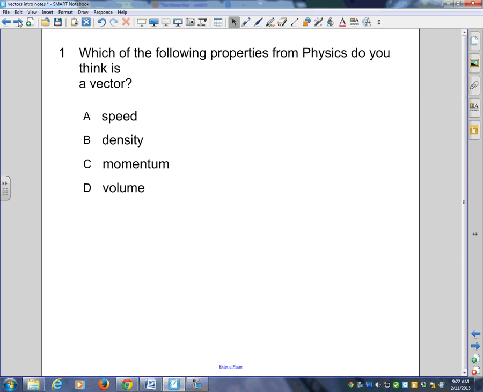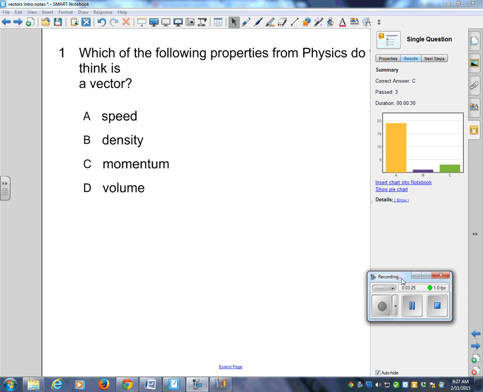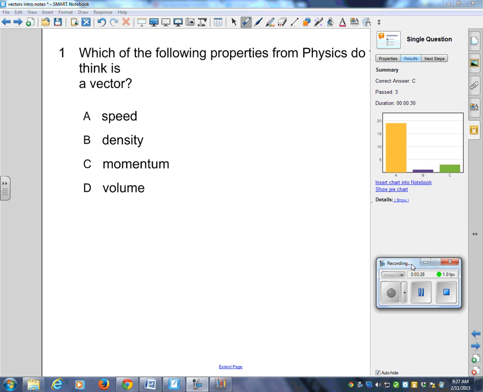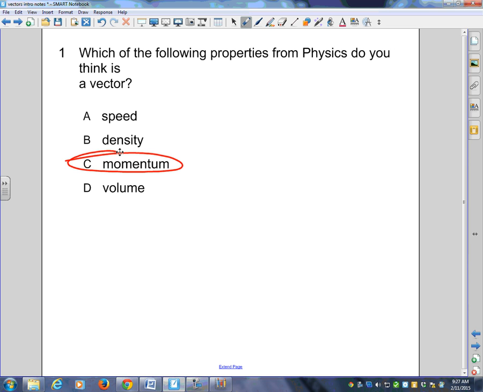Let's go get a clicker. The answer is C. Uh-oh, I fooled you, didn't I? Lane, really? It's pretty strong language for this early in the morning. It's not speed, because speed is the scalar version of velocity, which I didn't tell you. It's a little bit of a trick. I apologize, but you'll remember it now. Momentum has a direction. Density and volume are scalars, so is speed. So speed is scalar. Velocity is the word we use when we put the direction at the end. I apologize for being a bit of a jerk there.